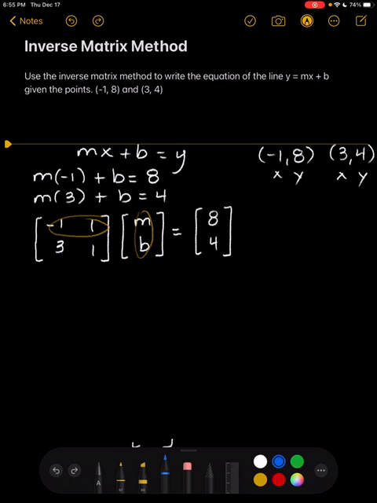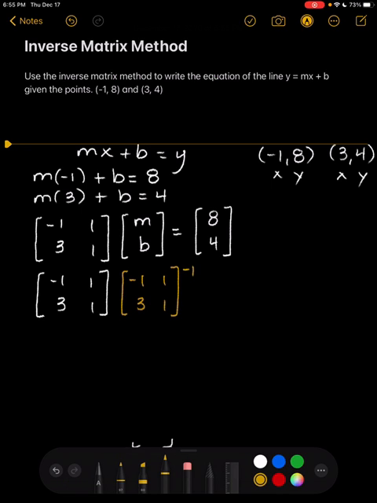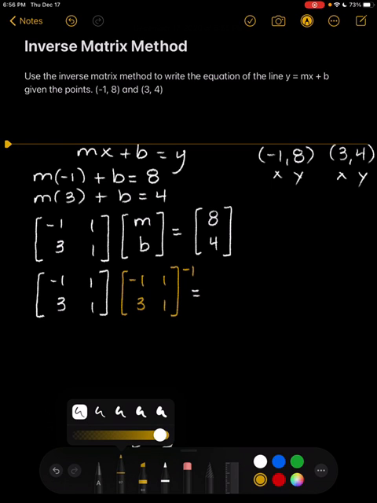Now what we need to do is we're solving for m and b. So what needs to happen is that we need to isolate it by multiplying either side of this equation by the inverse of the matrix we're trying to move. So I'm going to multiply this matrix by its inverse on this side, and whatever I do on one side, I've got to do it on the other side as well.